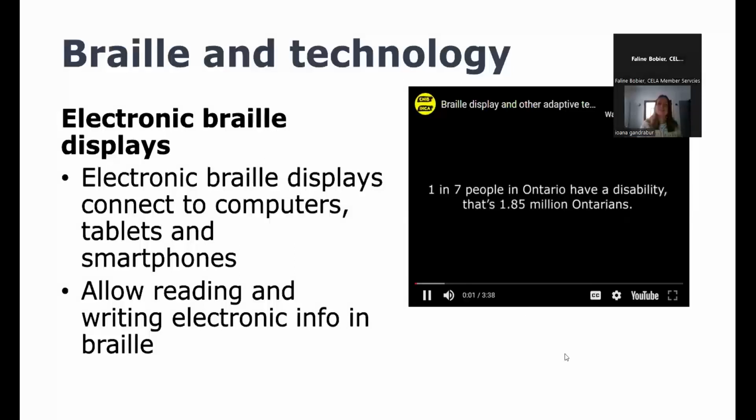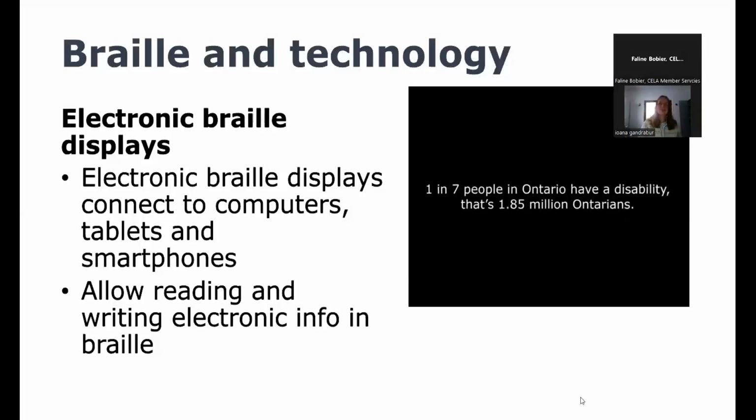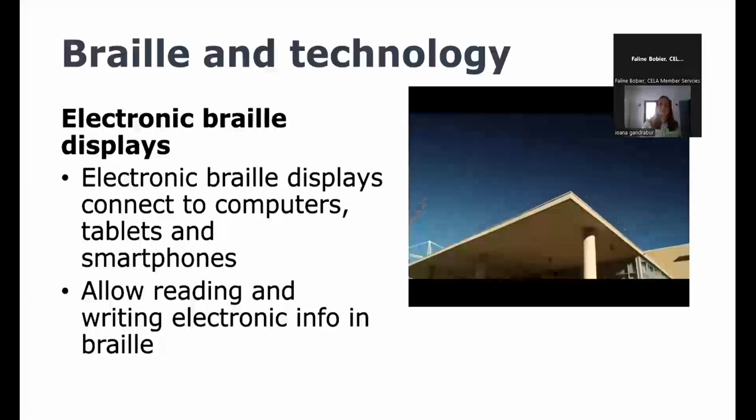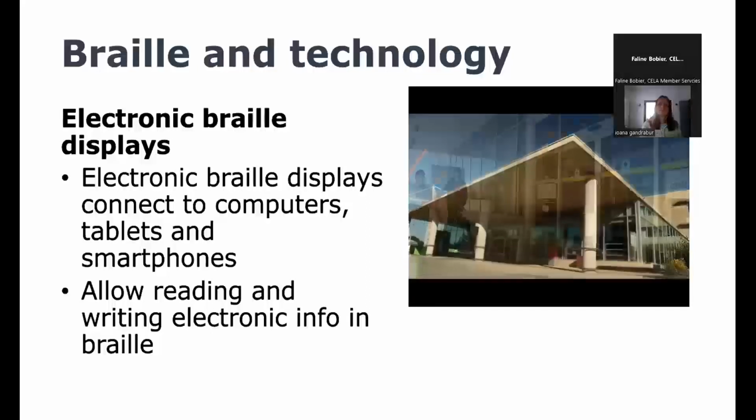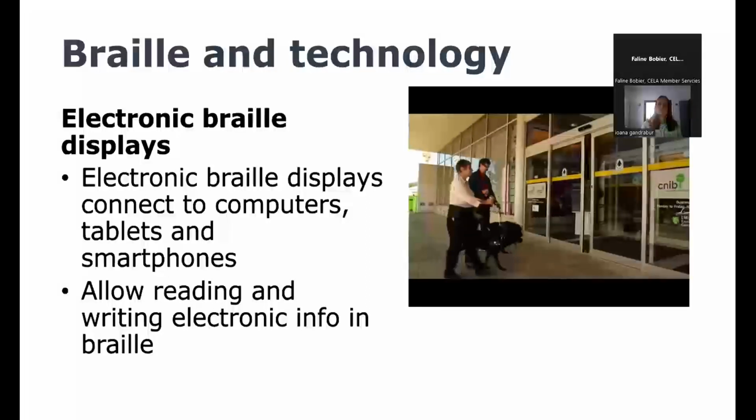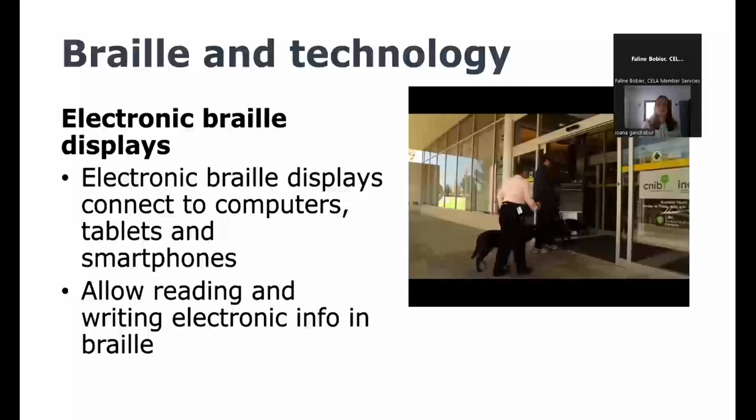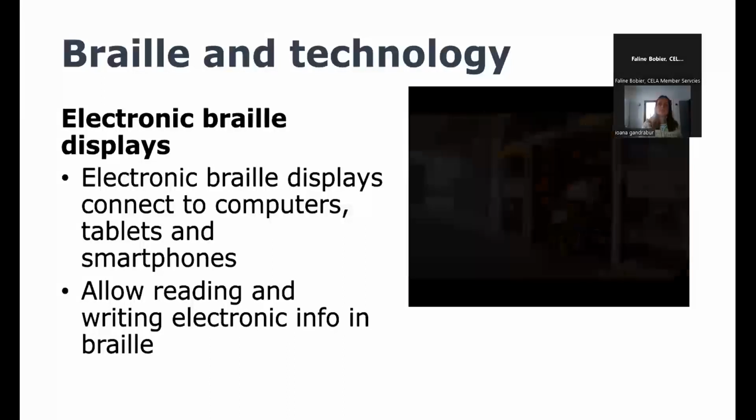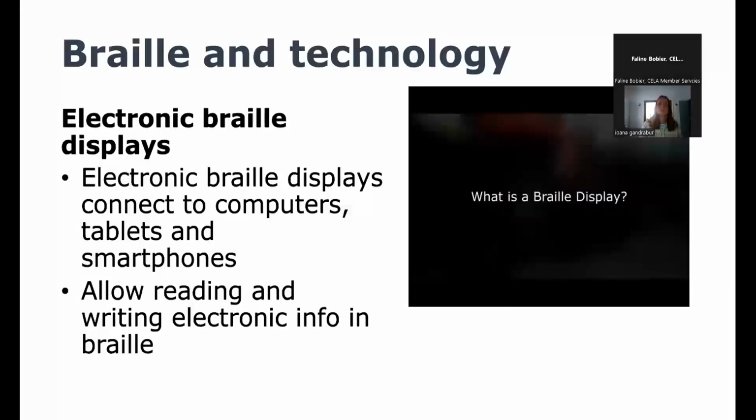1 in 7 people in Ontario have a disability. That's 1.85 million Ontarians. By 2036, that number will rise to 1 in 5 as the population ages. Currently, 1 in 11 Canadians aged 65 or older are living with vision loss. At CNIB, Debbie Gillespie sits at a computer working with a Braille display at her fingertips. What is a Braille display?